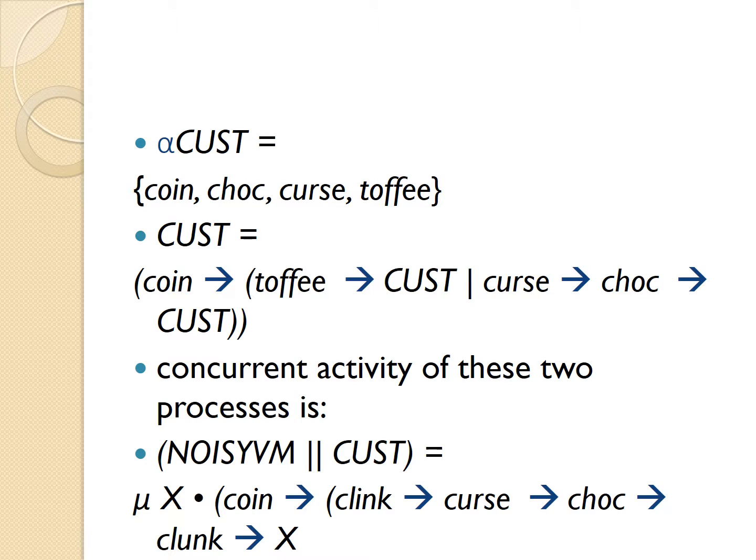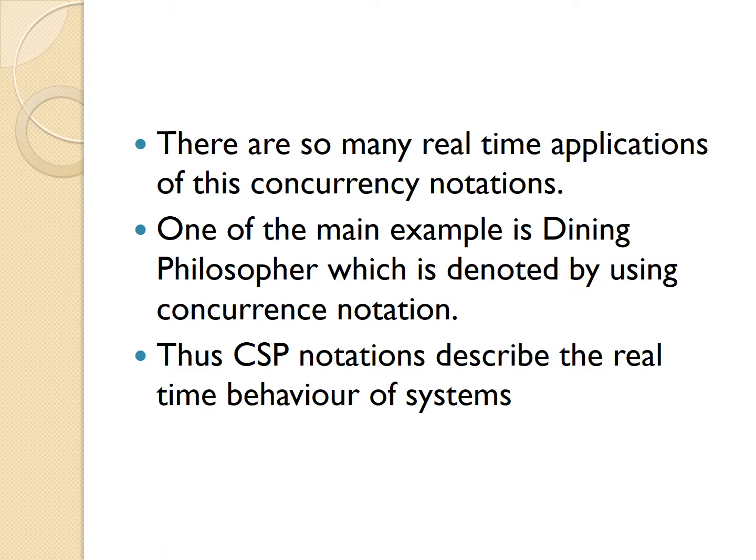Mu x dot coin, clink, curse, chocolate and clunk. Here you have the coin. First you insert the coin, then the clink sound. He wants toffee first generally, then curse. Since he failed to get it, he receives the chocolate. Thus it is repetitive. That is the concurrent behavior of the noisy vending machine and customer.